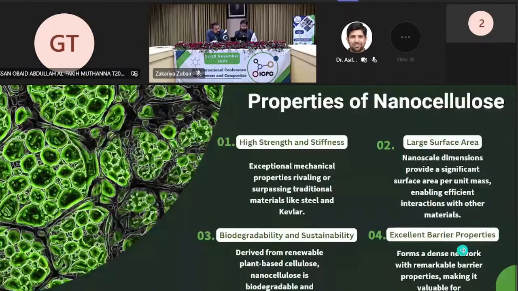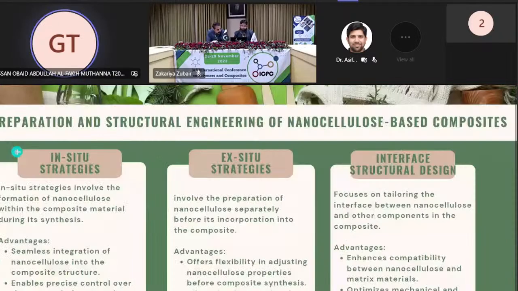Okay. So let me start with the preparation and structural engineering of nanocellulose-based composites. These are the main 3 strategies utilized in the formation of nanocellulose-based composites. So starting with in-situ strategies, as they involve the formation of nanocellulose within the composite materials during its synthesis. The main advantage is a seamless integration of nanocellulose into the composite structure.